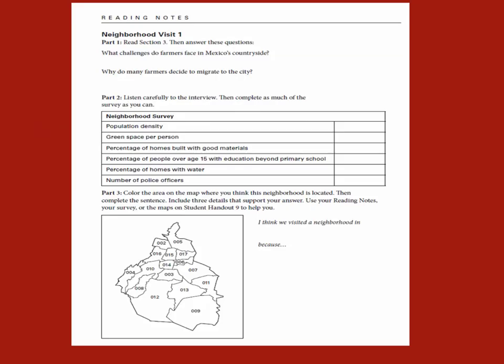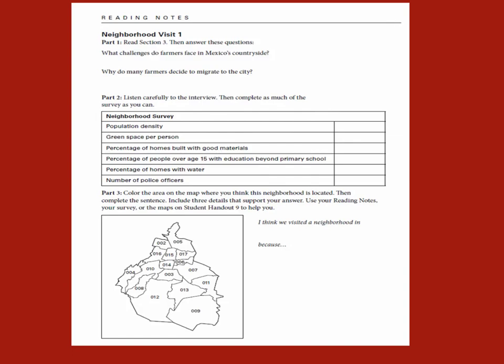Alright, at this point you should be looking at your reading notes and neighborhood visit number 1. Notice that you have a few questions that we need to answer for our readings. The first question, as you go through and read, what challenges do farmers face in Mexico's countryside? Why do many farmers decide to migrate to the city? Then we're going to listen to an interview. You're not actually going to listen to an interview.